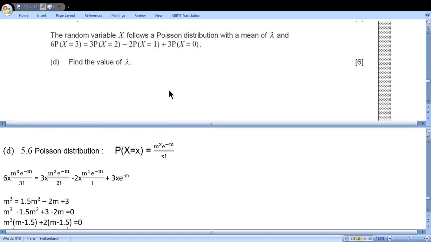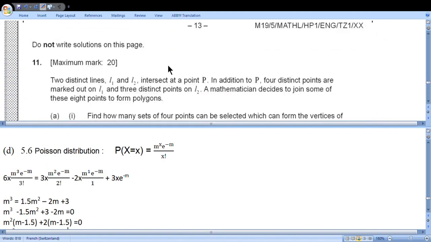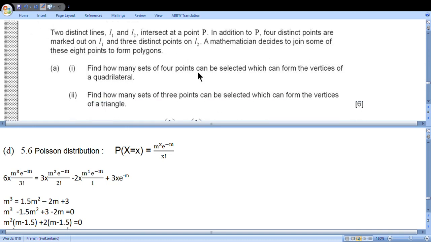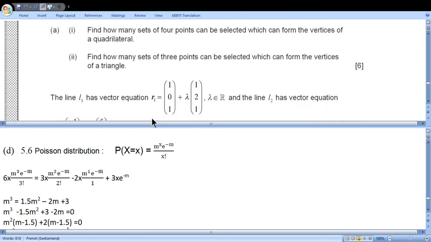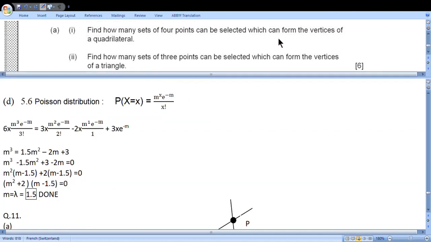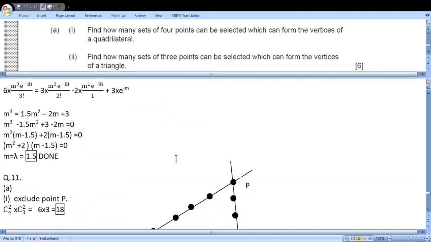Question 11. Last question. Two distinct lines L1 and L2 intersect at point P. In addition to P, 4 distinct points are marked out on L1 and 3 distinct points on L2. A mathematician decides to join some of these 8 points to form a polygon. Find how many sets can be selected which can form the vertices of a quadrilateral.